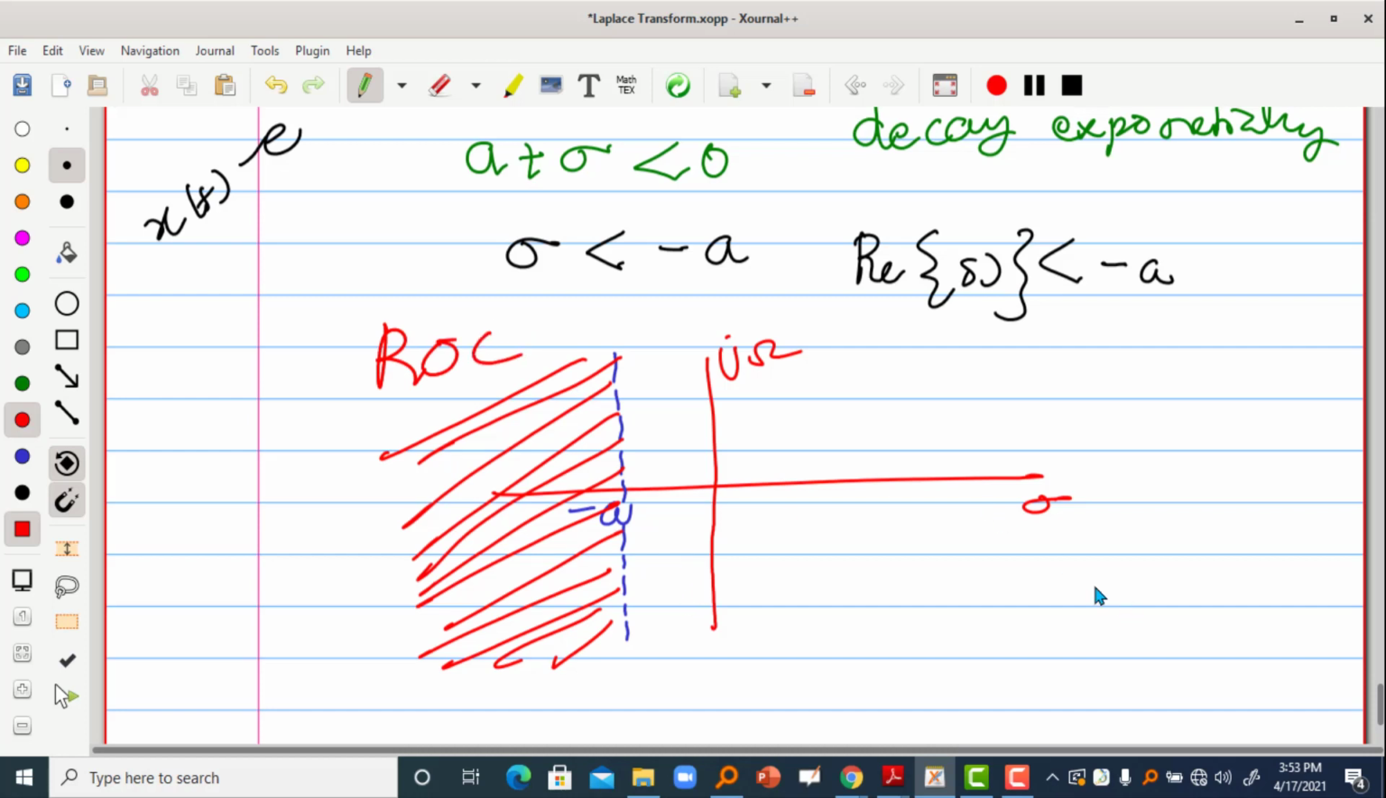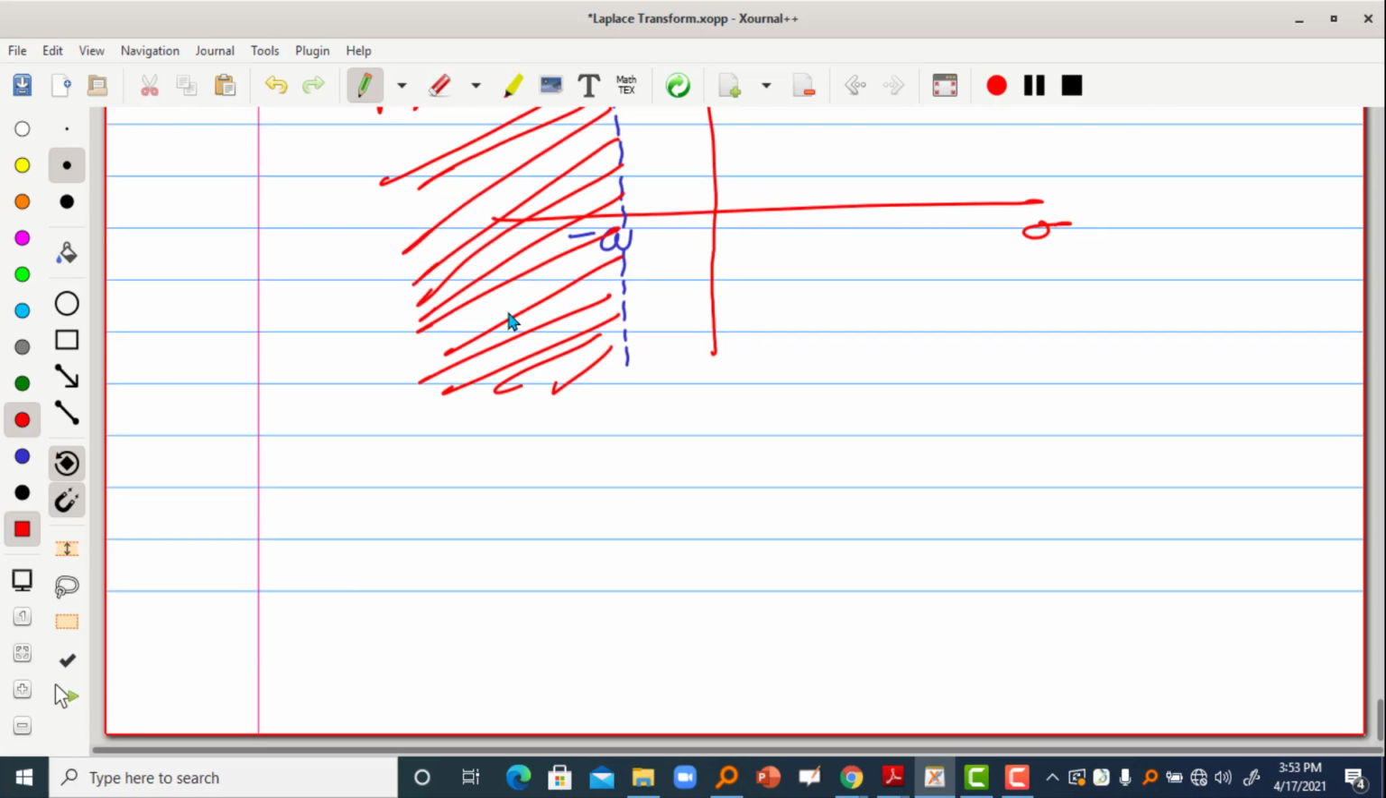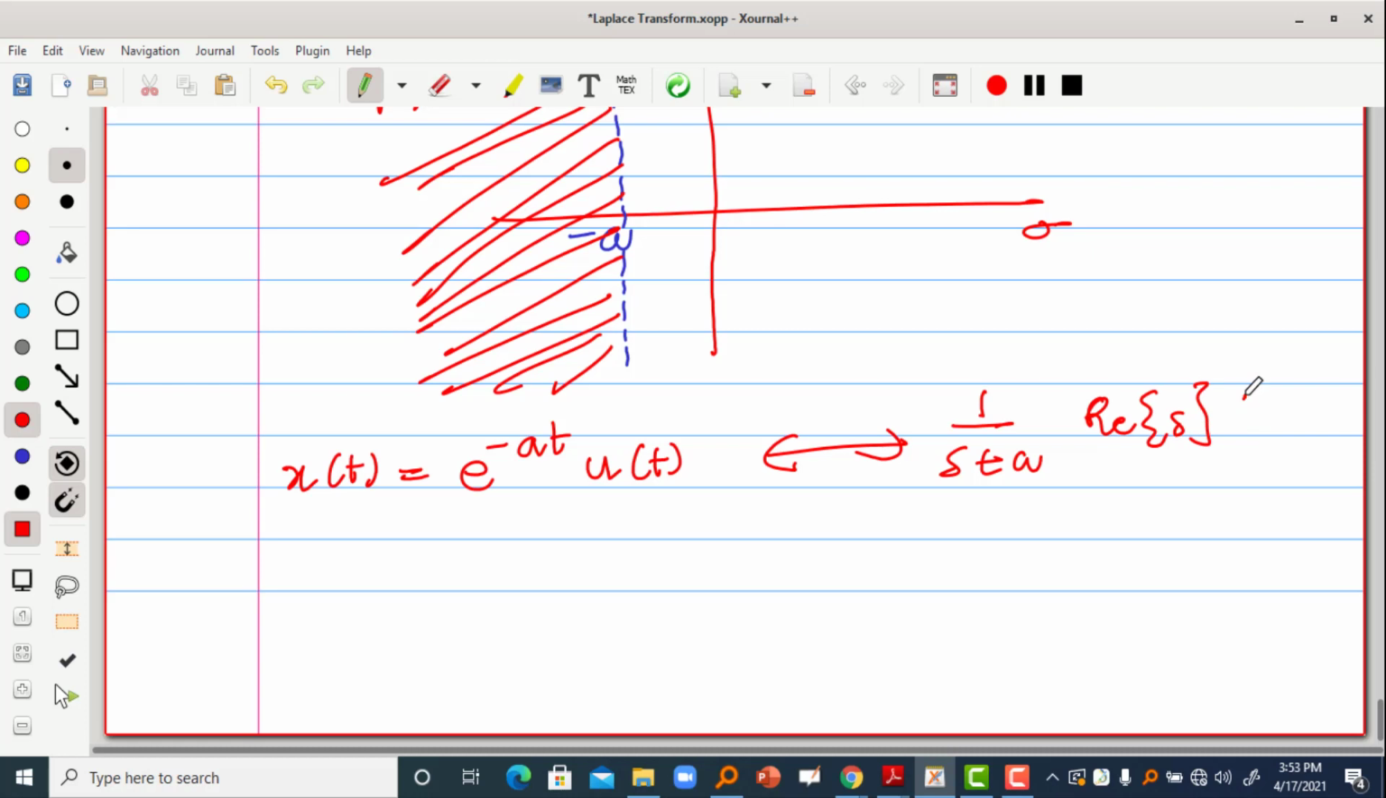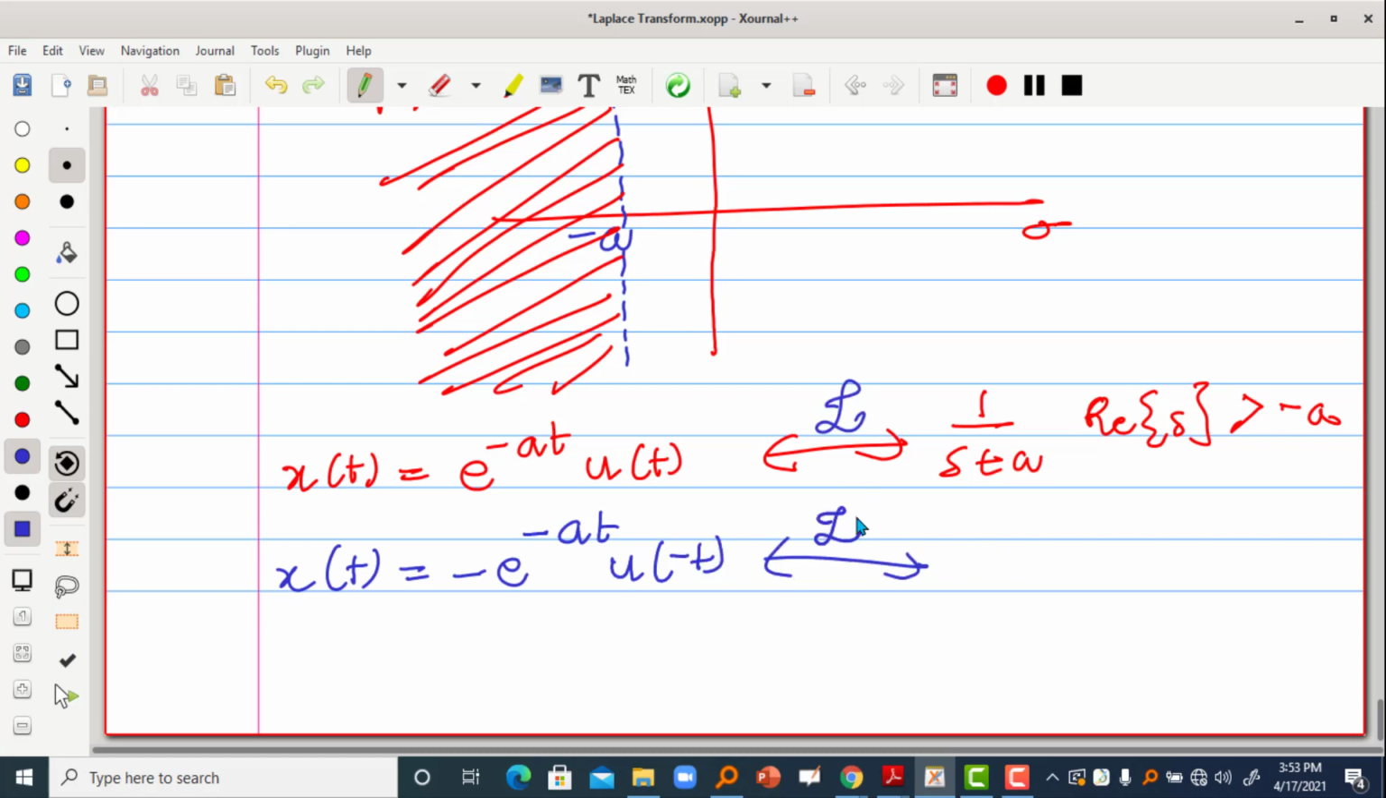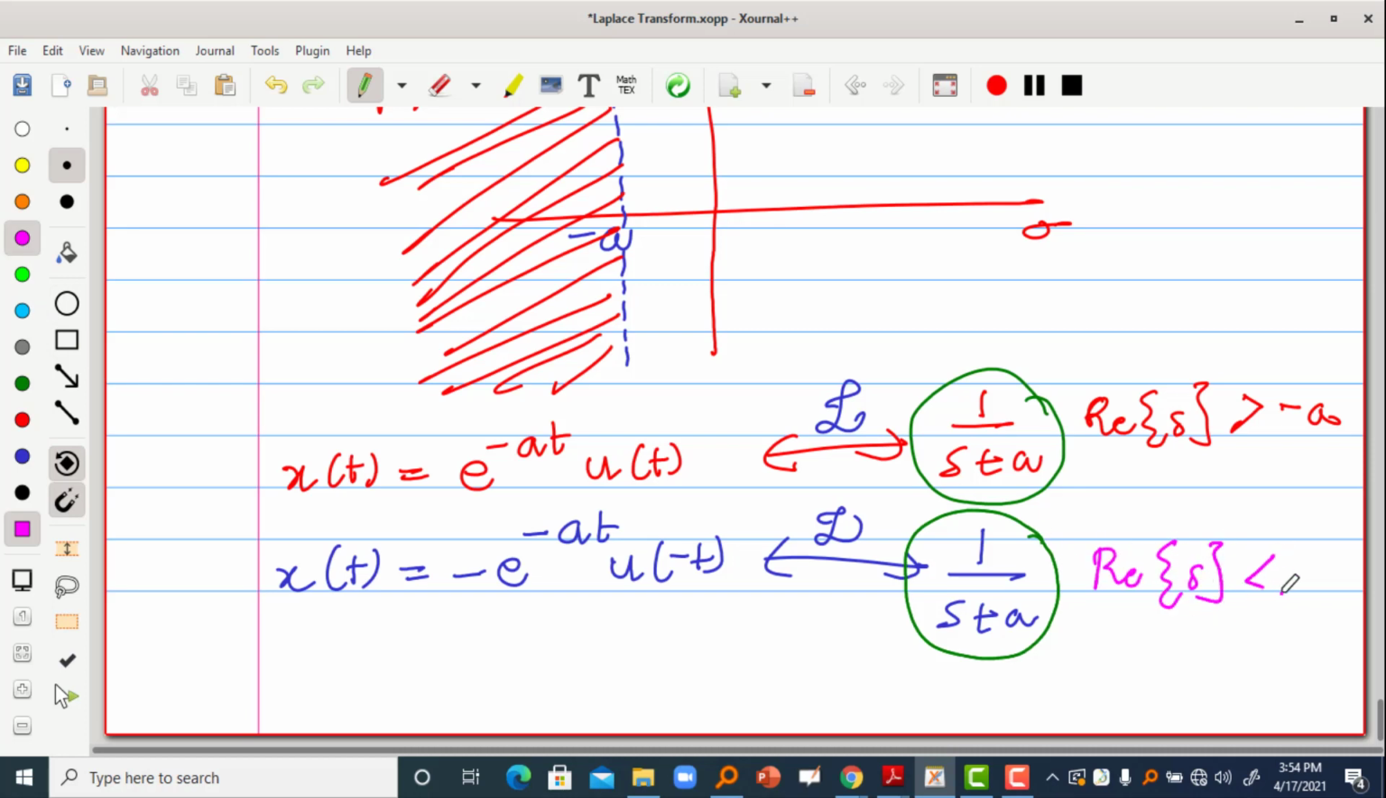So what is the conclusion from this analysis? You have to carefully observe that we have two signals. The first signal x of t is e power minus a t u of t, and its Laplace transform was 1 by s plus a with the region of convergence greater than minus a. And in the second case, we had x of t equal to minus e power minus a t u of minus t. For that signal also, the Laplace transform is 1 by s plus a. The same 1 by s plus a we got for the previous signal, we are getting here also. But the region of convergence is different. You can see that it is less than minus a.